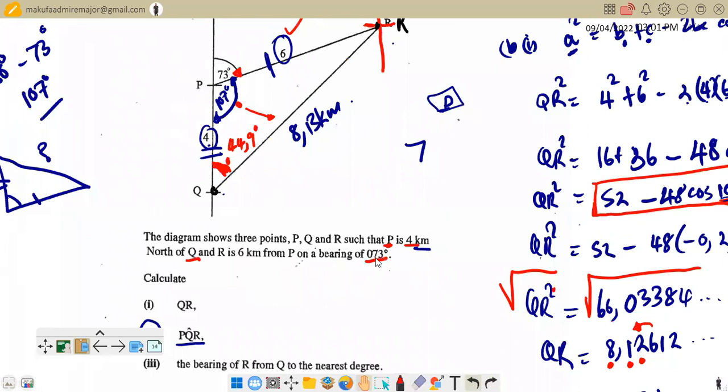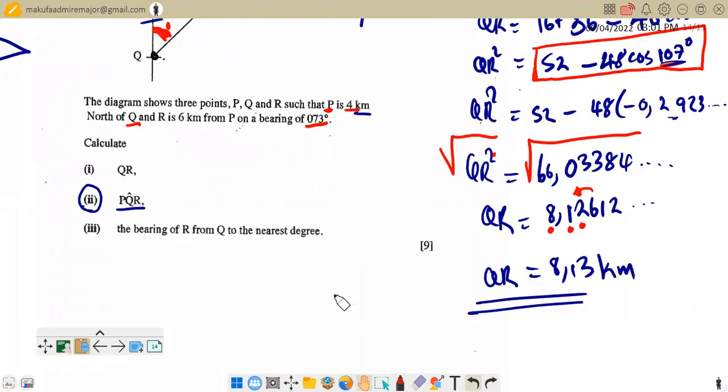Let's see the other question. Then on item 3, we need the bearing of R from Q to the nearest degree.